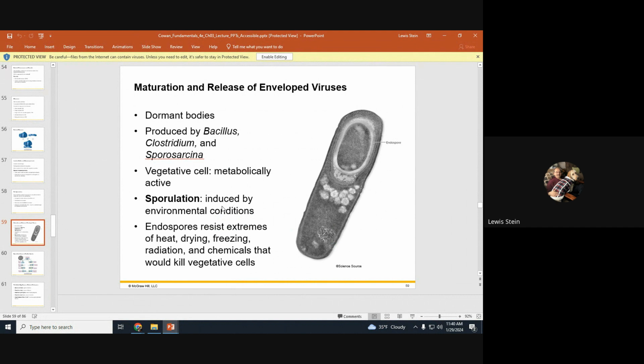We can induce it, but by and large, why would something form a spore in the first place? It forms an endospore, is the proper term, not spore. It forms an endospore in adverse conditions. For you and I, too hot, too cold, whatever. For bacteria, not enough to eat, not enough water. Lack of carbon, lack of nitrogen, lack of water. That's bad news for a bacterium.